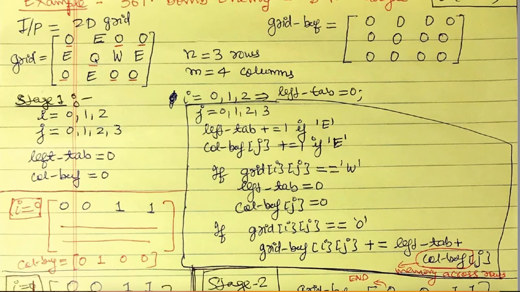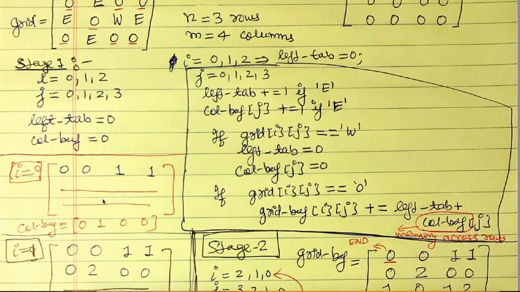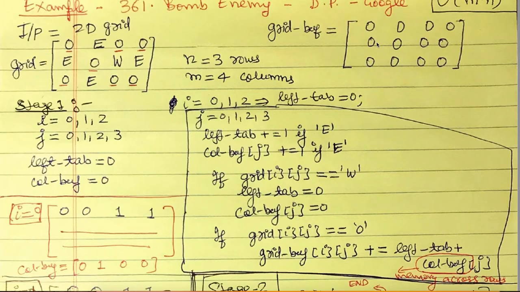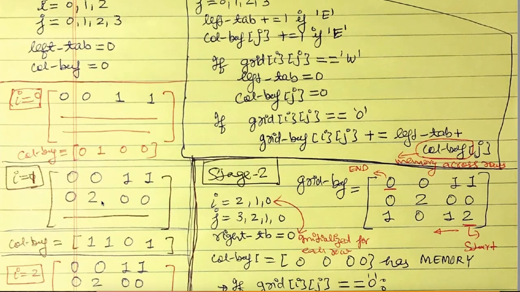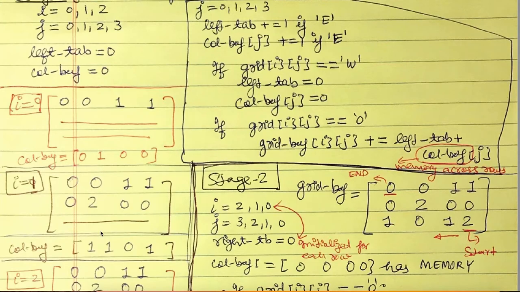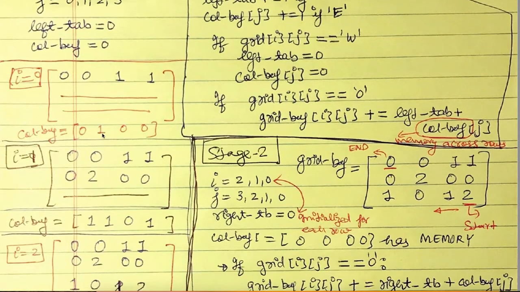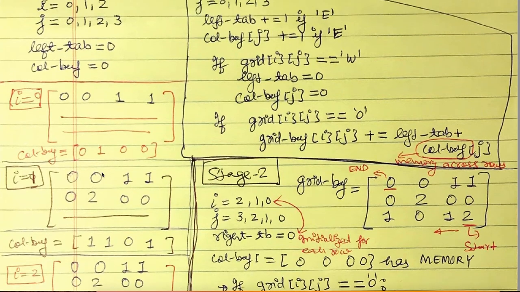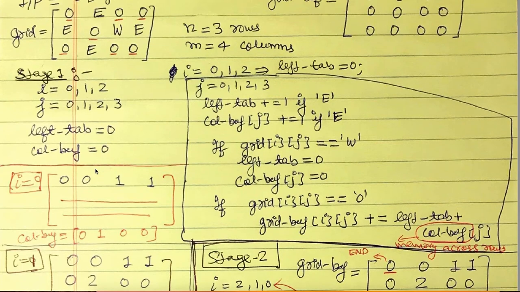So now there is 0 here, the second element in the second row, and 0 means we will update. The initial value of grid buffer is 0, so we will add 0 plus left tab, which is 1 now, plus column buffer. The column buffer was already 1 in the previous row, so 1 plus 1 becomes 2, and column buffer is not changed. Column buffer will be changed only when we get a corresponding E.